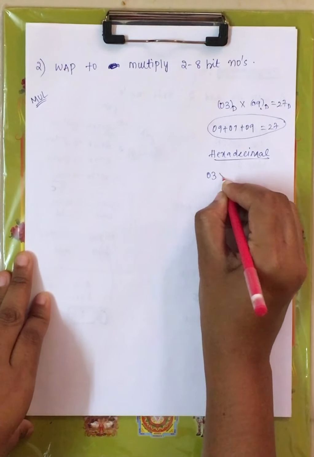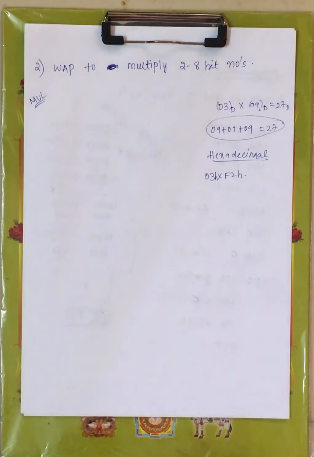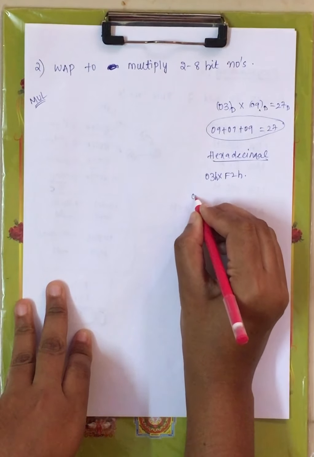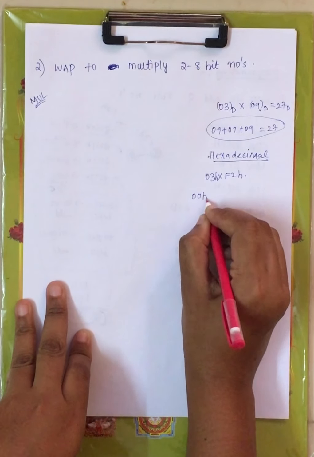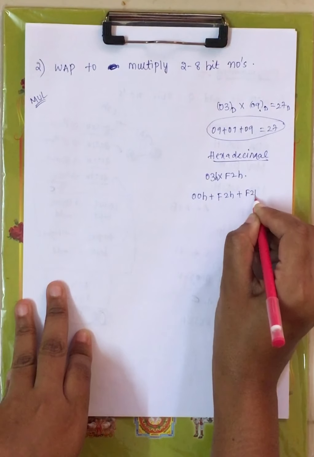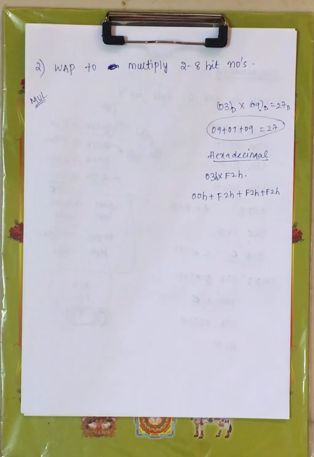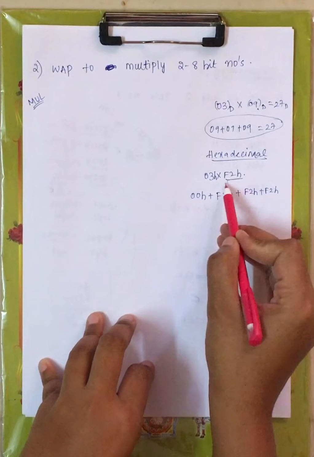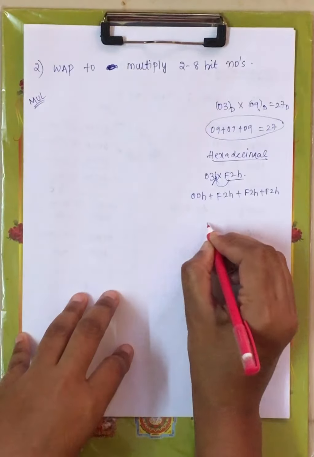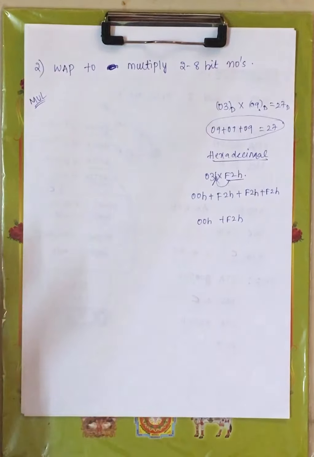Now I want 3 times of 03H of F2H, right? Now what I have to do? Initially 00H is added with F2H, and the result is added with F2H, and the result is added with F2H. This is the scenario we have to follow in order to multiply this F2H 3 times. Now 00H plus F2H, what is the result? You will get F2H only.